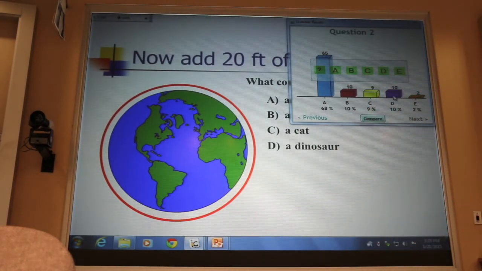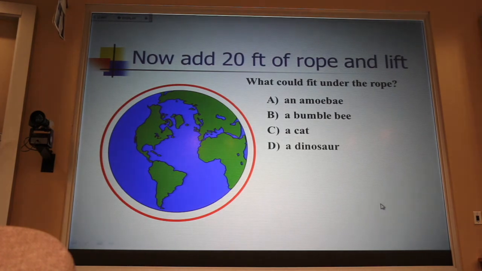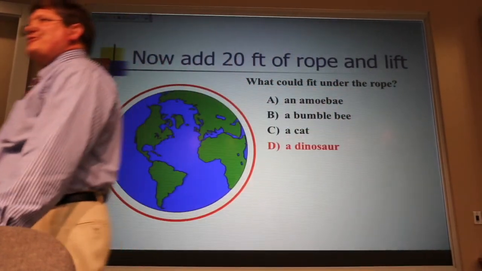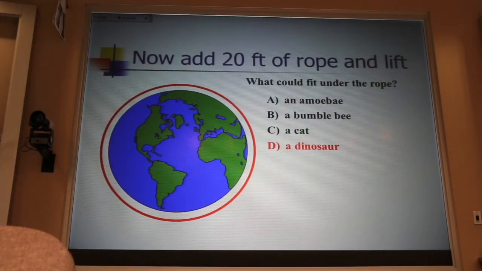You're right. The answer, people, is a dinosaur. Yes, those 10 people got it right. And the rest of you are wondering, how can that be? 20 feet is negligible compared to the distance around the earth. It's got to be an amoeba. It can't be a dinosaur. It's a dinosaur.